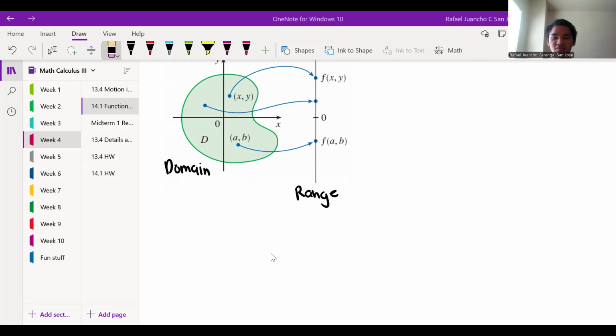If a function f is given by a formula and we did not specify a domain, then the domain is understood to be the set of all pairs x, y. So that means the entire xy plane.